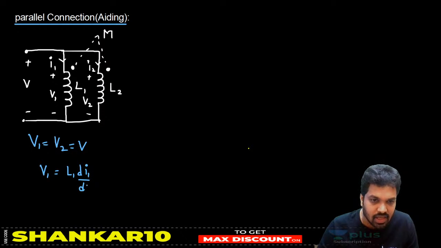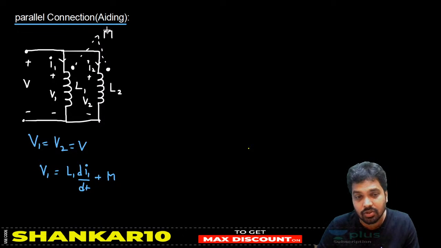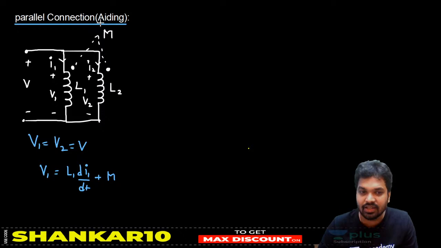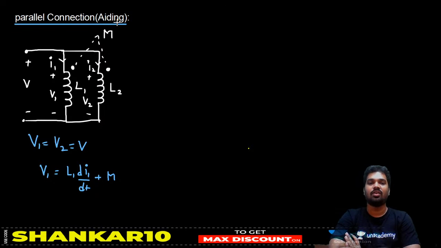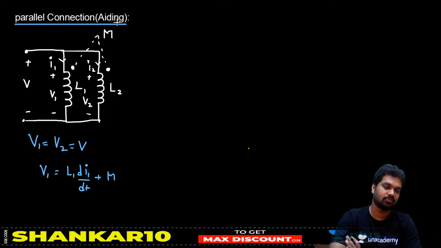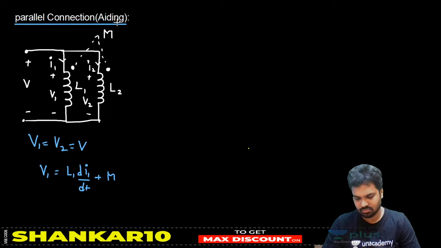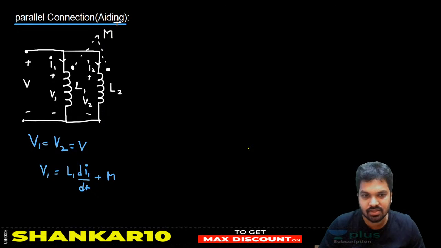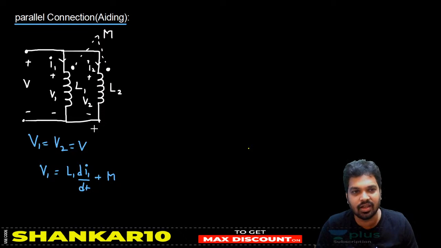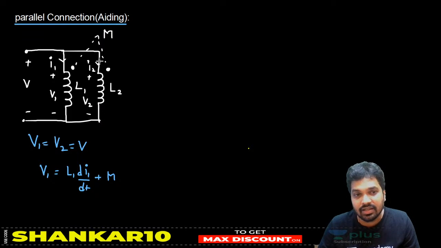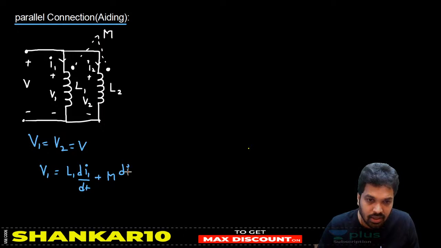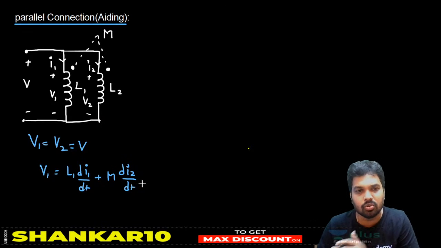di1 by dt, that is self-induced EMF, plus M times, now you tell me, is it di1 by dt or di2 by dt? Very good. It is always current due to some other coil. Current in some other coil. So it is M di2 by dt. If you have one more coil, M12, M23, like that we take M13. Right. So here additive, that's why plus.